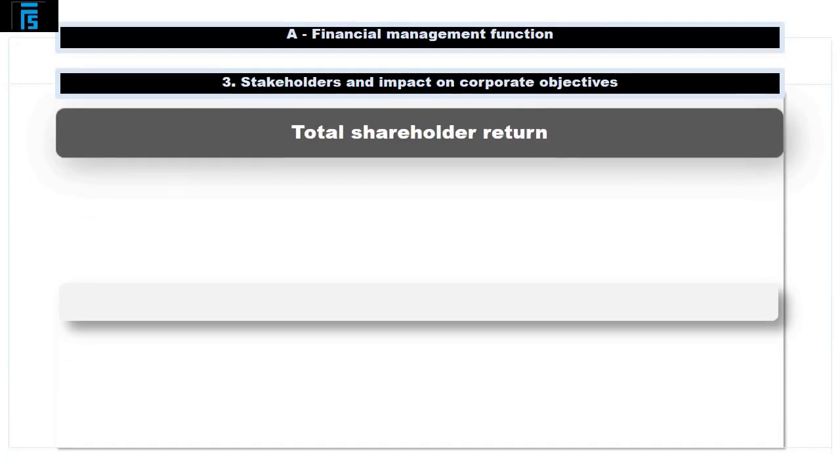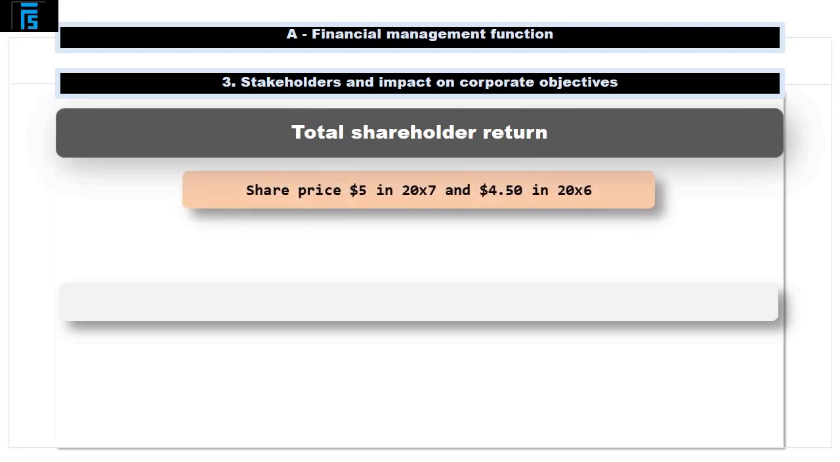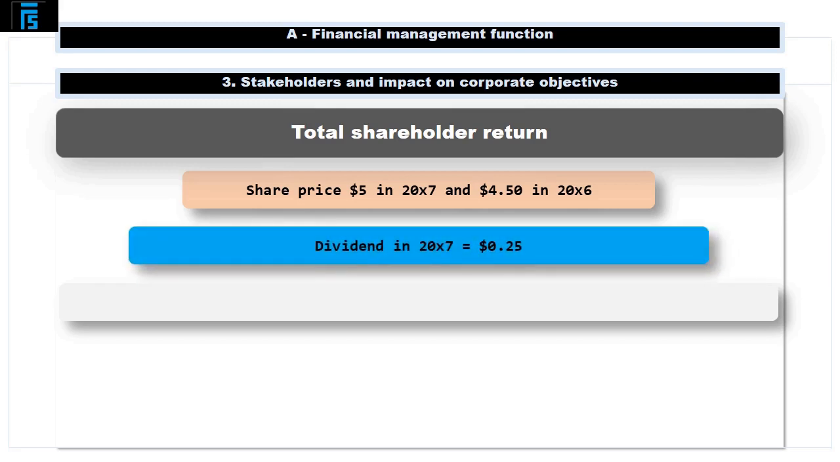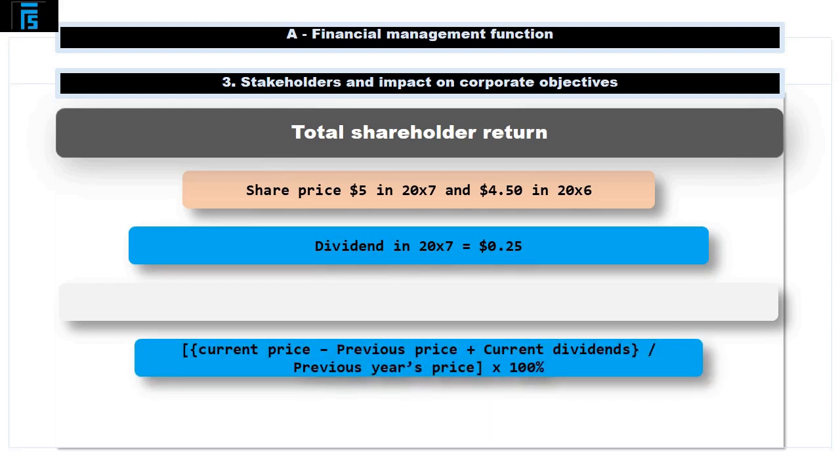A shareholder's return on investment is made up of the dividends and capital gain on the value of their shares. How do we measure it? Let's say the share price of Topdog was $5 in 20x7 and $4.50 in 20x6. You know that the dividend paid in 20x7 was 25 cents. You can then calculate the total shareholder return.